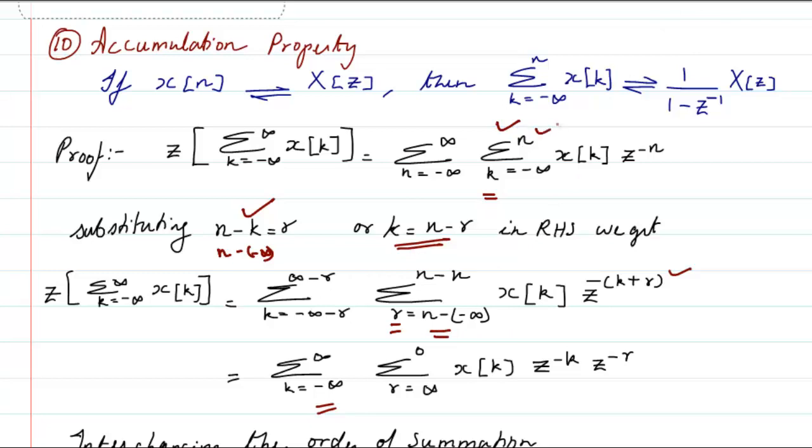And the upper limit, that is n here, that I again substitute in place of k. So I will get n minus n is equal to r, which I will substitute here. So n minus n is going to be equal to 0 and n plus infinity is going to be infinity itself. And since we have substituted n with k plus r in this particular equation, in the next step I will split them up as z raised to power minus k and z raised to power minus r.